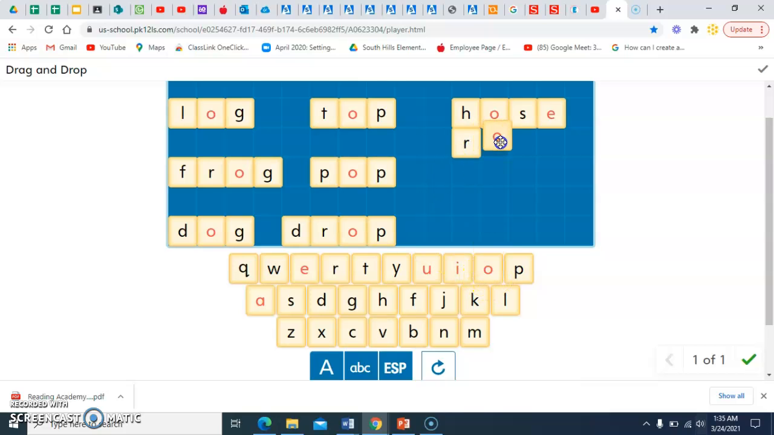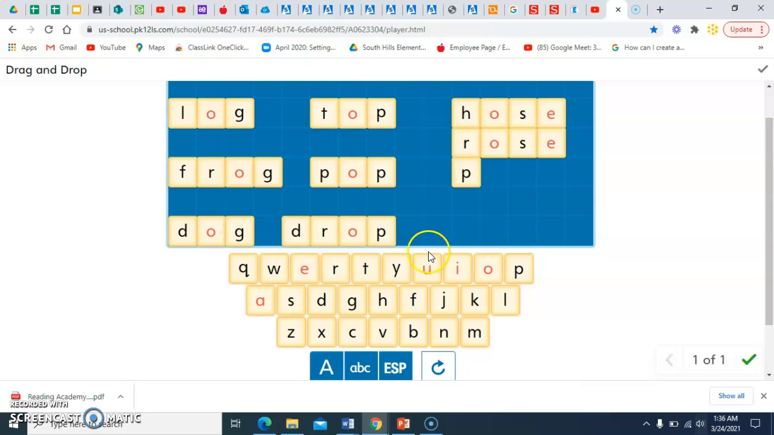Rose. And you have to say the word over and over again so you can hear the sounds that you need for the word. So rose. And since we have the O, it says the name O, we need that sneaky E. Okay, and then let's see. We have hose, rose. How about pose? Like you pose for a picture.